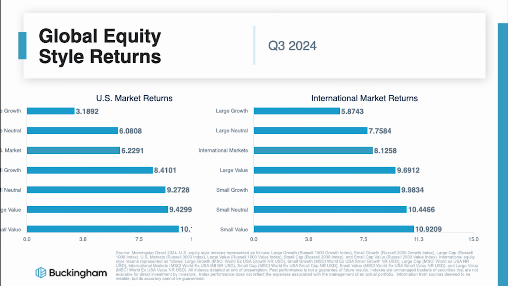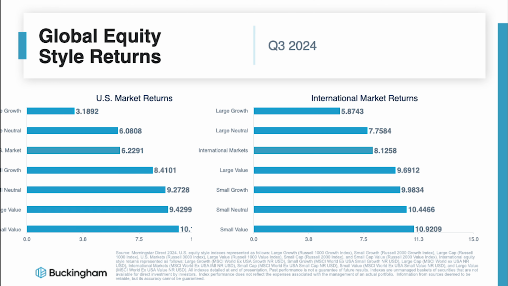Okay, as we can see from the dark blue line on the chart on the left, the U.S. market was up 6.2% in the third quarter, compared to up 8.1% for the developed international markets from the chart on the right. Small growth, neutral, and value stocks, as well as large value stocks, on average outperformed the market in the United States. Small value stocks led the pack domestically, which is a new trend compared to last quarter on a relative basis.